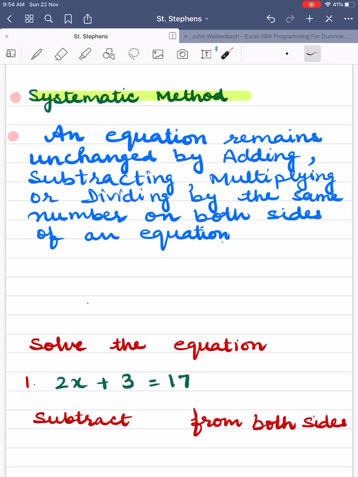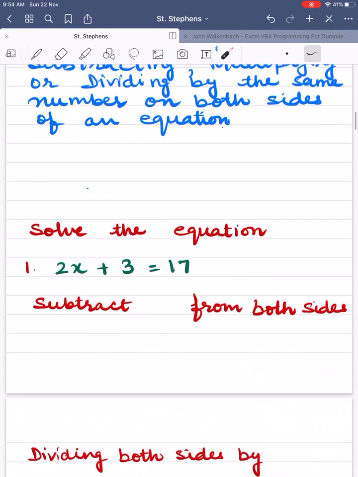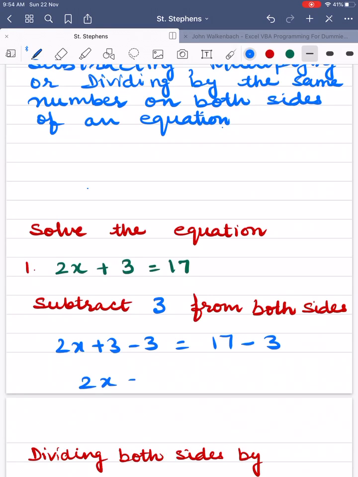So let's solve 2x plus 3 is equal to 17. So first we will remove 3. So we will subtract 3 from both sides. So we have 2x plus 3 minus 3 is equal to 17 minus 3. So we get here 2x is equal to 14.